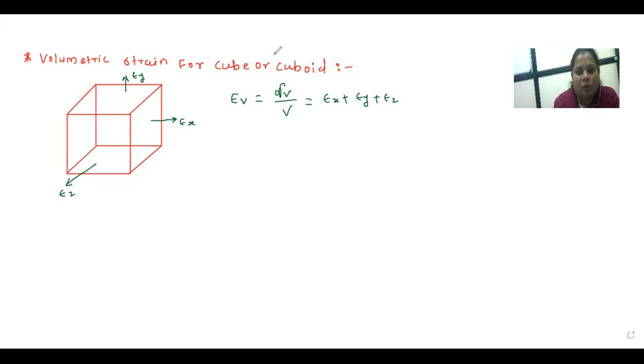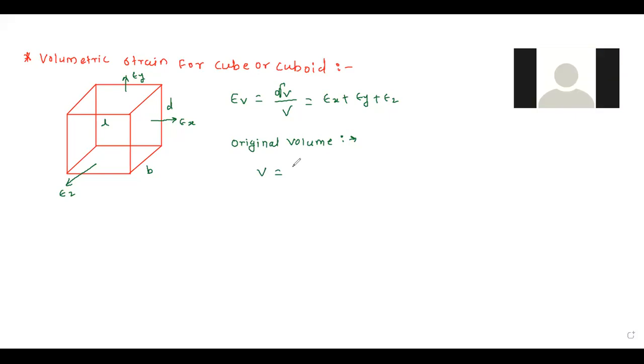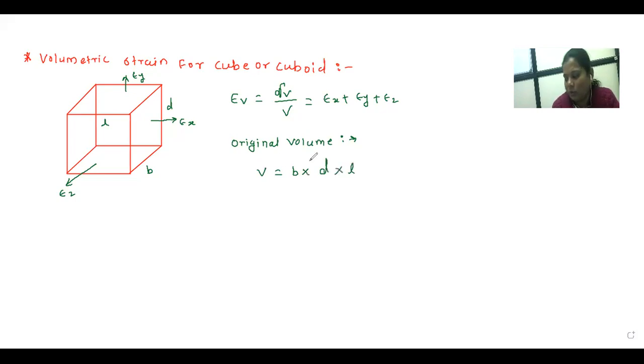Okay, first we will find out the original volume. Now you tell me how to find the original volume of this cube. Suppose this is B dimension, this is D dimension, and this is L dimension. How to find V, the original volume? V is equal to B into D into L. So this is the original volume.